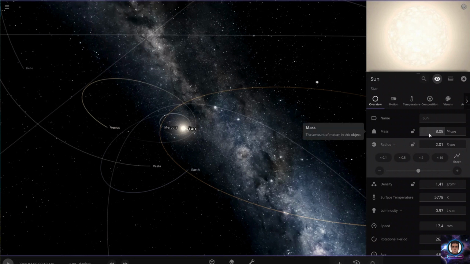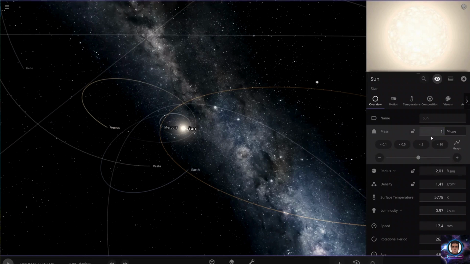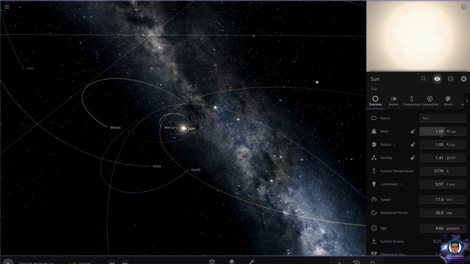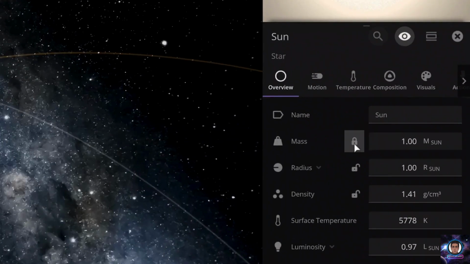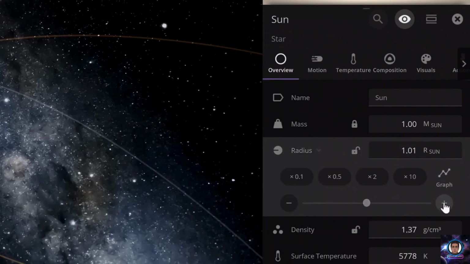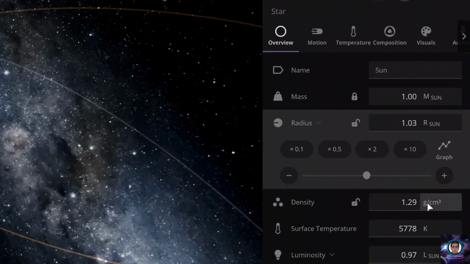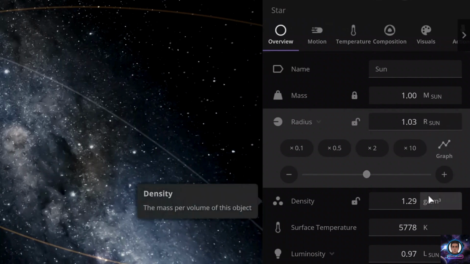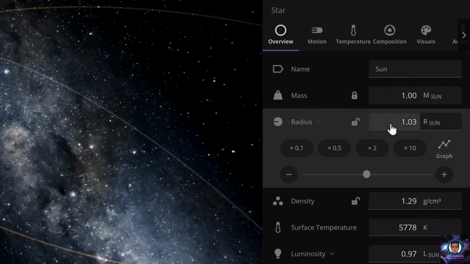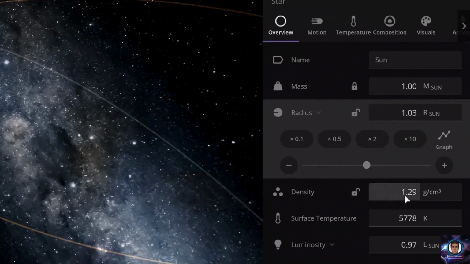If we like to keep the mass of the sun at a fixed number, like one sun as always, and we just want to increase or decrease the radius, there is a lock in here. We can lock the mass, and then if we increase the radius, you can see the density is going down. They work vice versa to each other. If we increase the radius, the density would decrease because the mass is the same.